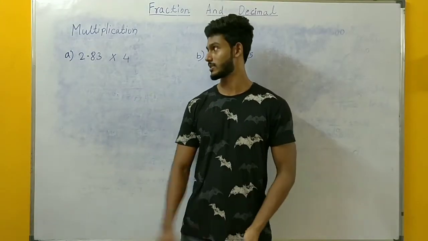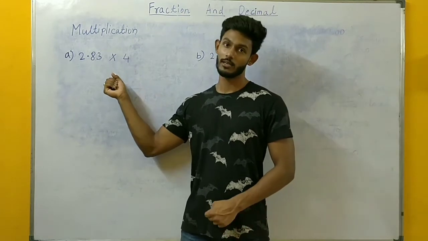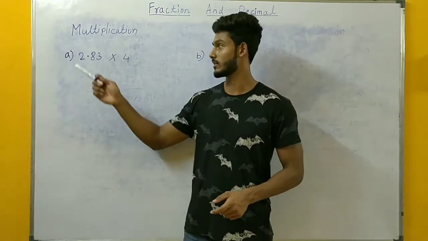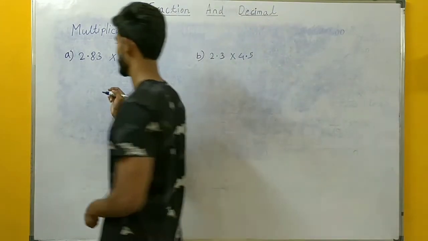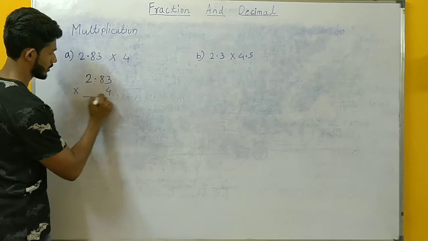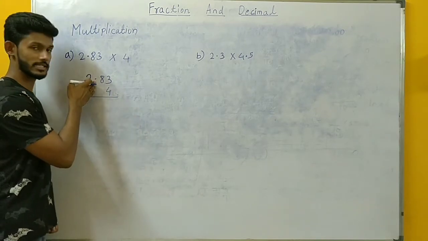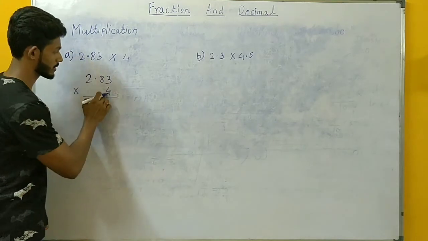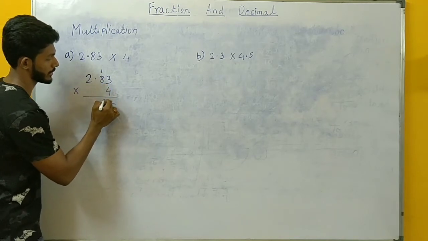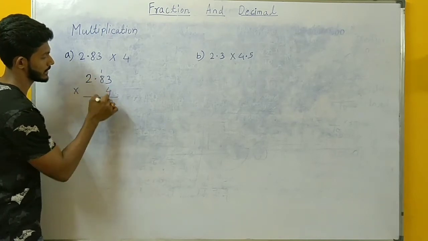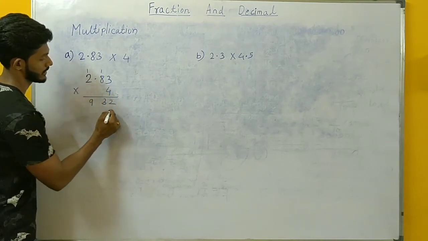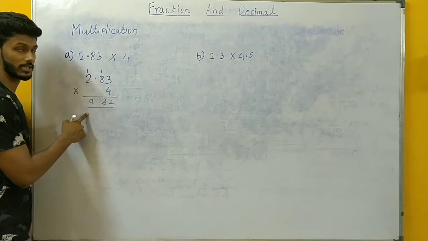Multiplication of decimal numbers. 2.83 multiplied by 4. Here in this case we are going to perform normal multiplication, and at the end we are going to insert the decimal point. So let's start. 2.83 multiplied by 4. Now we won't look at the decimal point, we will perform normal multiplication first. 4 3s are 12, carry 1, 4 8s are 32, plus 1, 33, carry 3, 4 2s are 8, plus 3 is 11. So now this is our final answer.